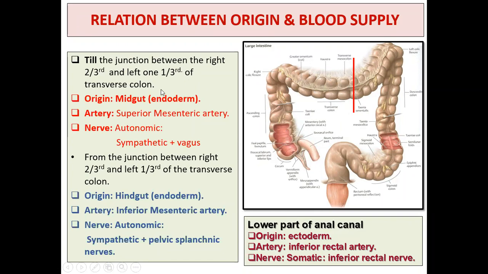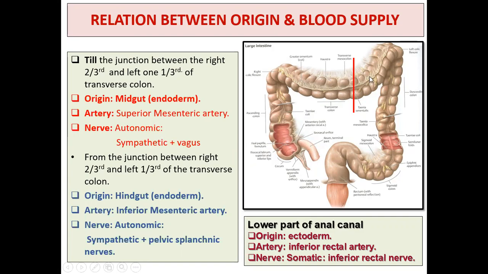So up to here, it will be supplied by the midgut. All this is coming from the midgut. So it is supplied by the artery of the midgut, that is the superior mesenteric artery. And the nerve supply will be the autonomic nervous system, including the sympathetic and the vagus. So these are the nerve supply and blood supply of this region.